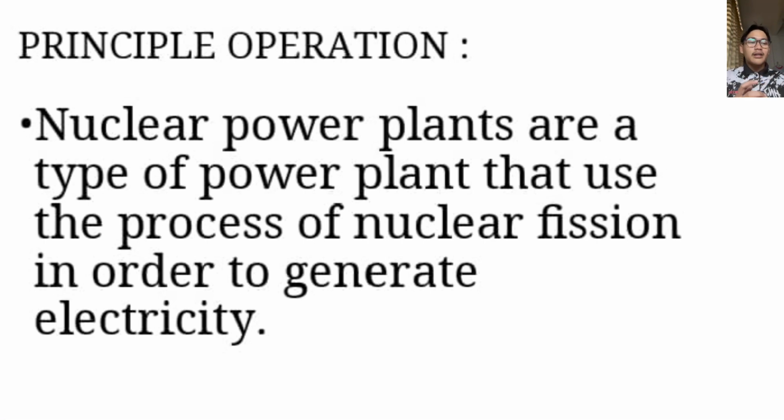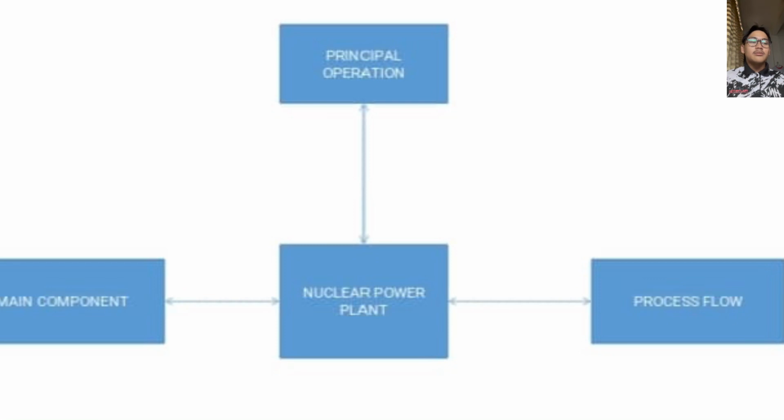In nuclear power plant, we will discuss three items: principal operation, main components, and process flow. In principal operation, nuclear power plants are types of power plant that use the process of nuclear fission in order to generate electricity.